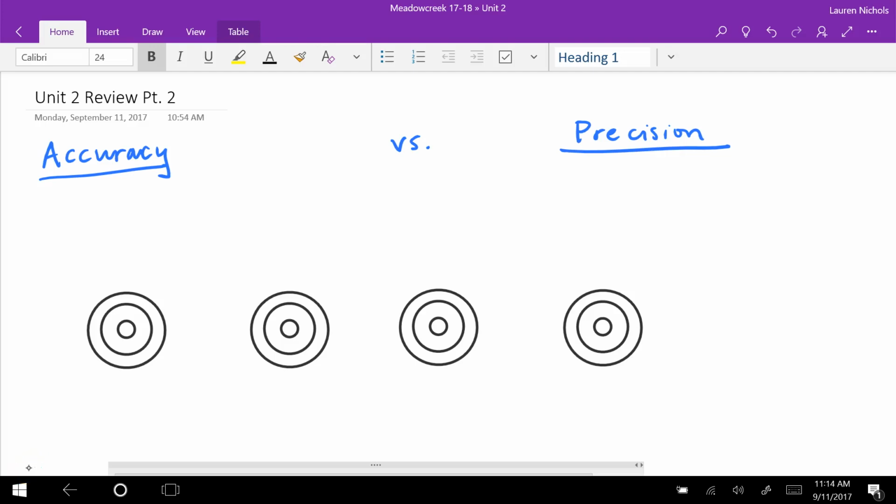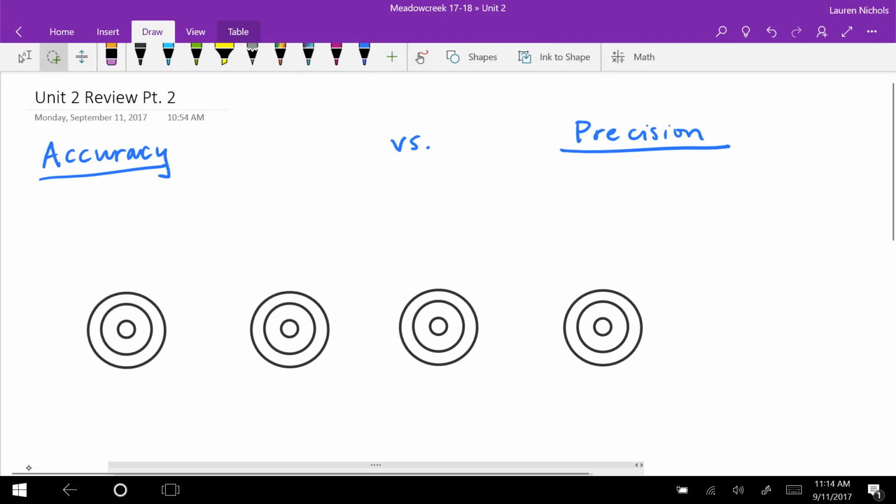Hi, so it's time for part two of your test review. This past unit, we have talked about accuracy versus precision and how a lot of times we use the same word. We use accuracy or precision kind of interchangeably, and there's not much difference, but in fact, there actually is. And so we want to talk about what they both mean and the difference.